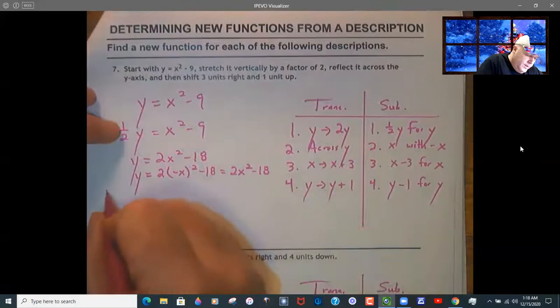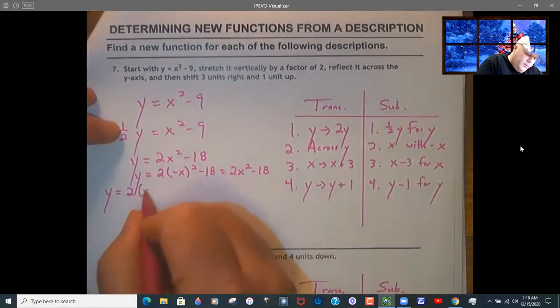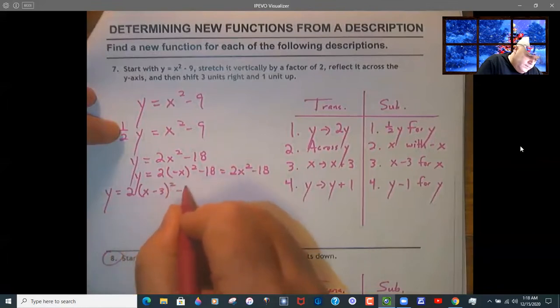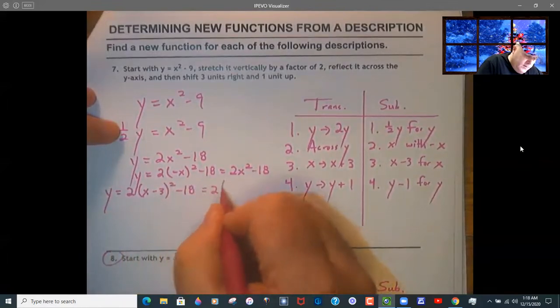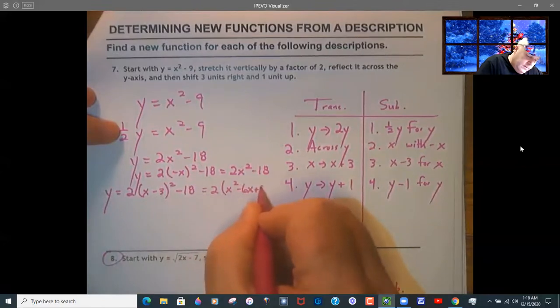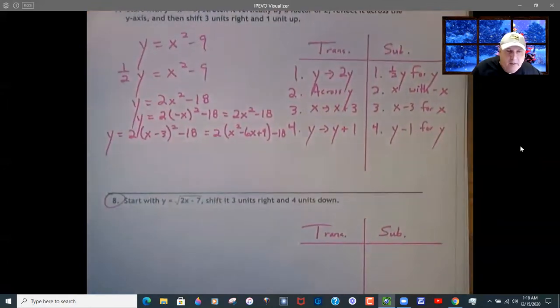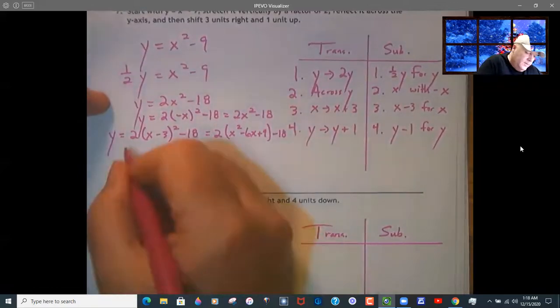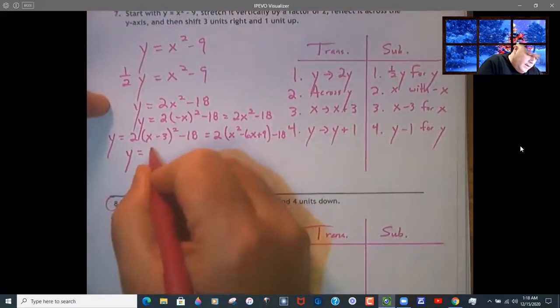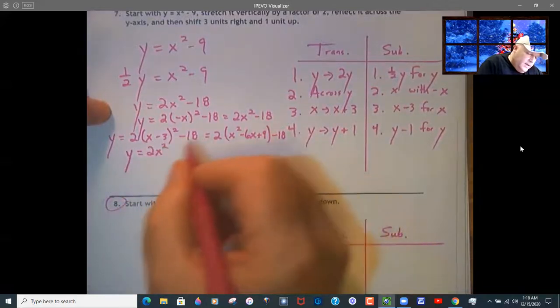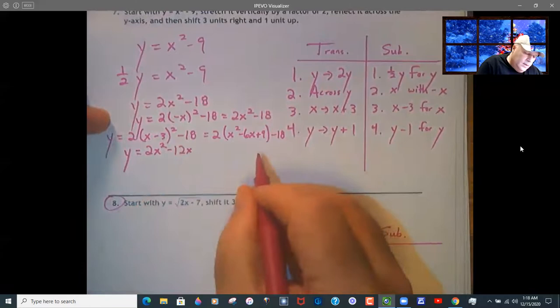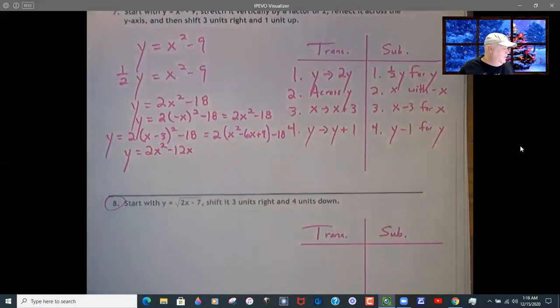So now we're going to put in x minus 3 for x. So this is going to be, you got to do the FOIL product. So x minus 3 times x minus 3. X squared minus 6x plus 9. And run the 2 through and simplify. So we're going to have 2x squared minus 12x, and then 18 minus 18 is actually nothing.